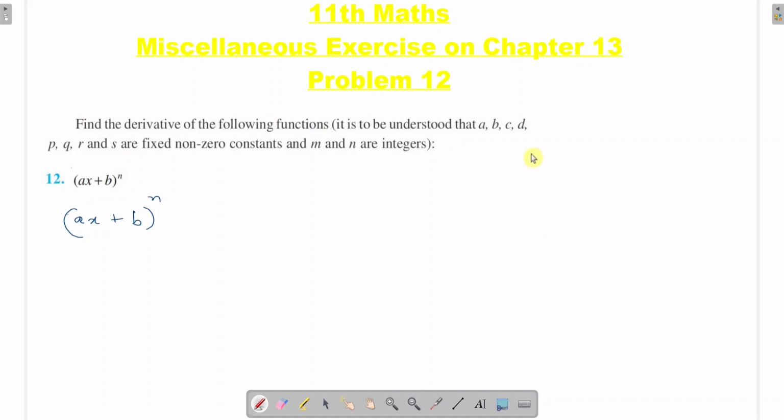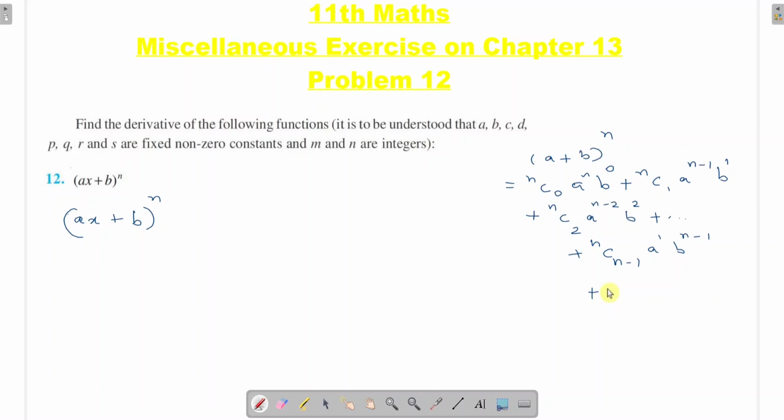If we look at the binomial theorem, it is like this: (a + b) the whole raised to n is equal to nC0 a raised to n b raised to 0, then nC1 a raised to n minus 1 b raised to 1 plus nC2 a raised to n minus 2 b raised to 2 and so on, plus nC(n minus 1) a raised to 1 b raised to n minus 1 plus nCn a raised to 0 b raised to n. So this is the binomial theorem.